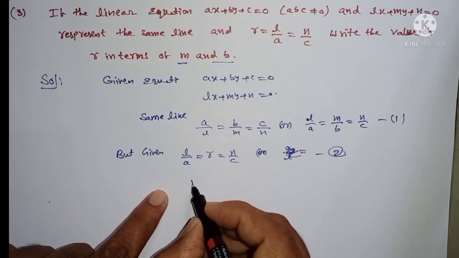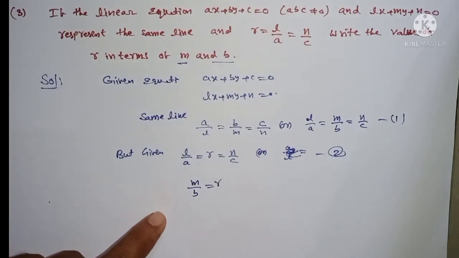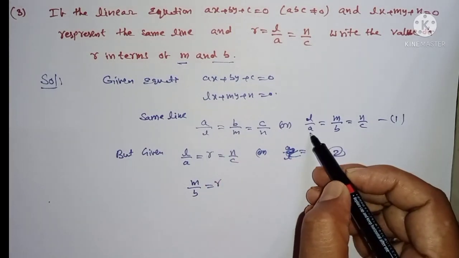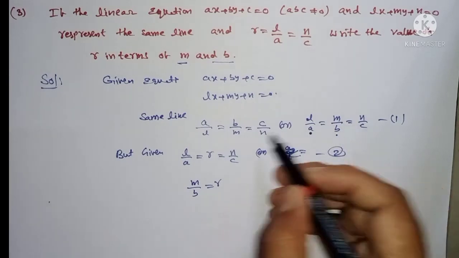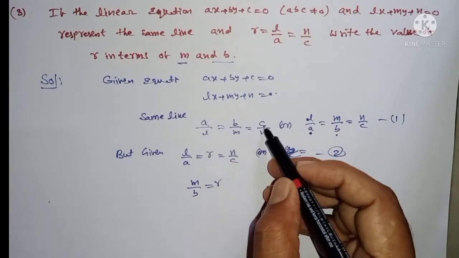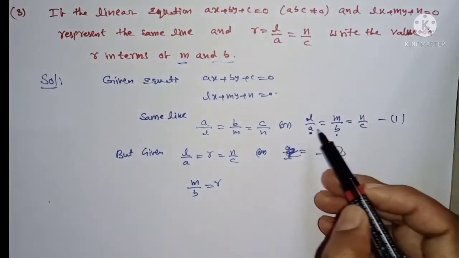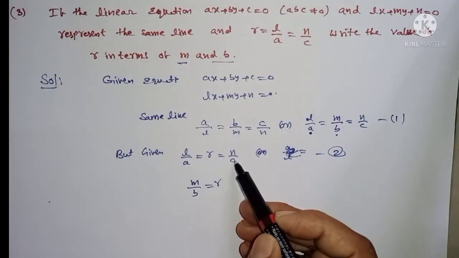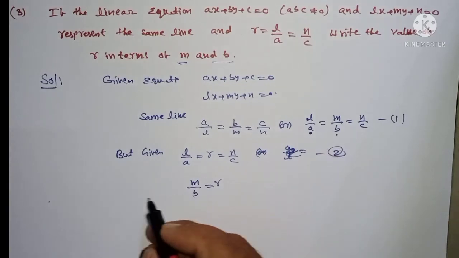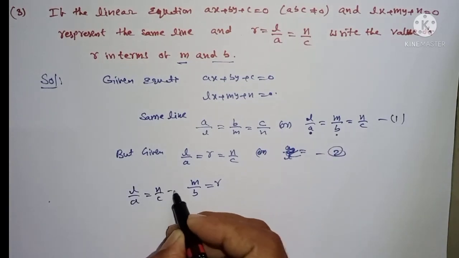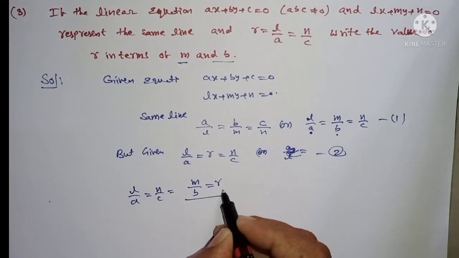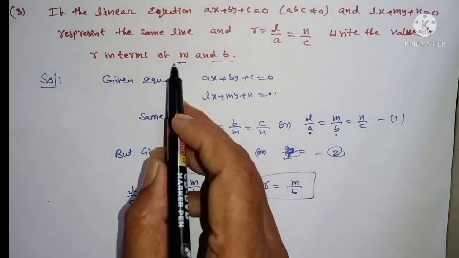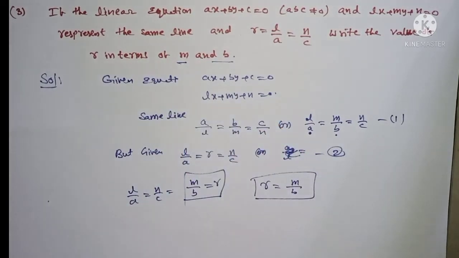Therefore I can write here M by B is equal to R only. Once again, I am repeating, L by A, M by B, N by C are all equivalent, and it is given that L by A and N by C are equal to R. Therefore this is also equal to M by B, which is equivalent to R. So in terms of R, I can write M by B only. The answer is R is equal to M by B. Clear?